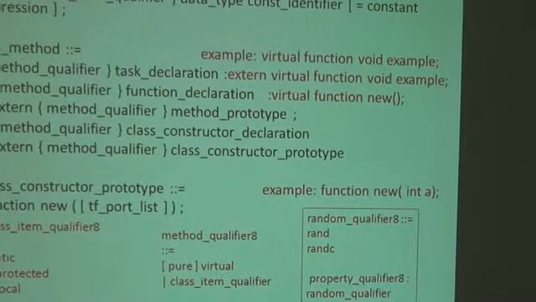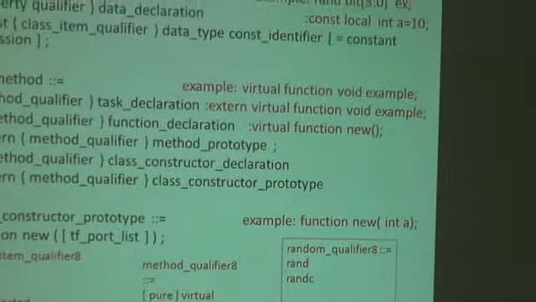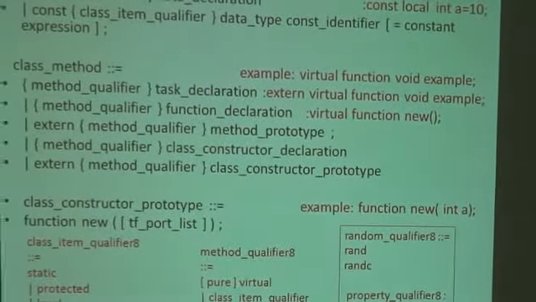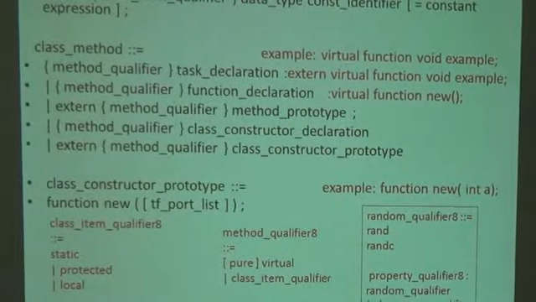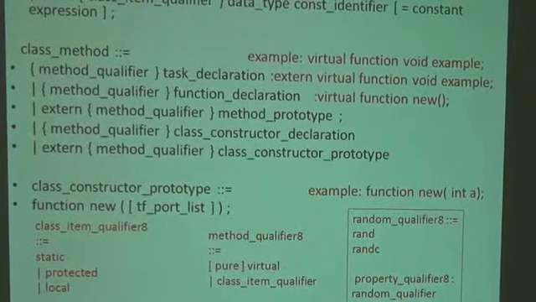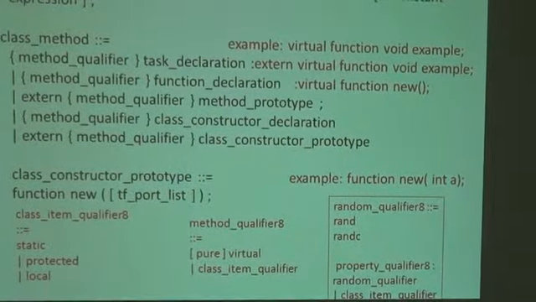What are method qualifiers here? Virtual. So I have taken it as extern virtual function void example. And the fourth one is extern, method qualifier and method example. And the fifth one is method qualifier, class constructor declaration.